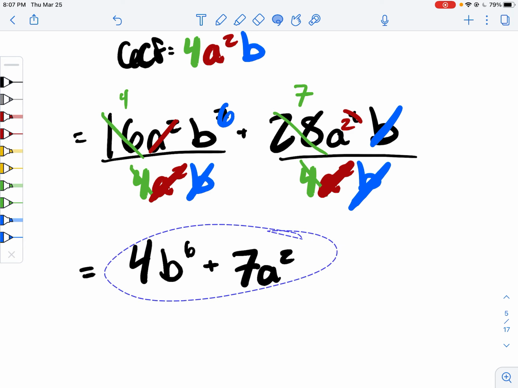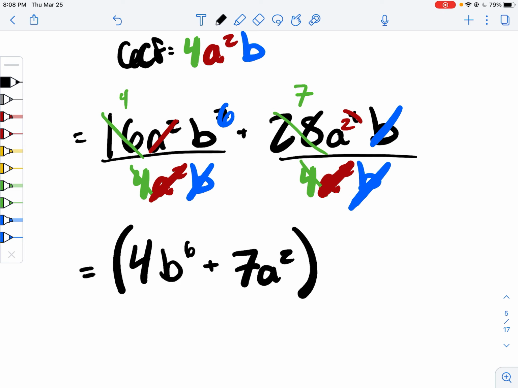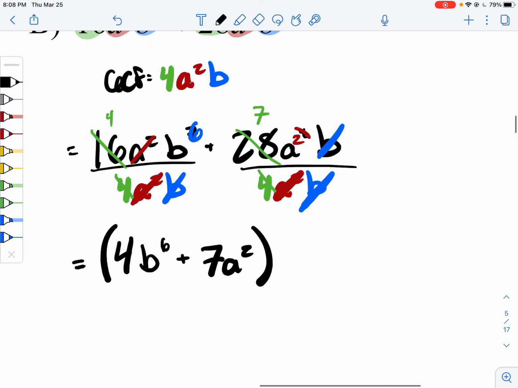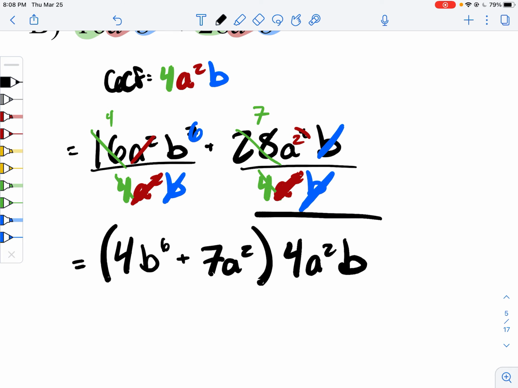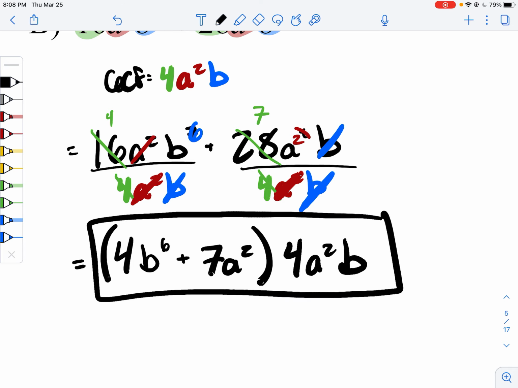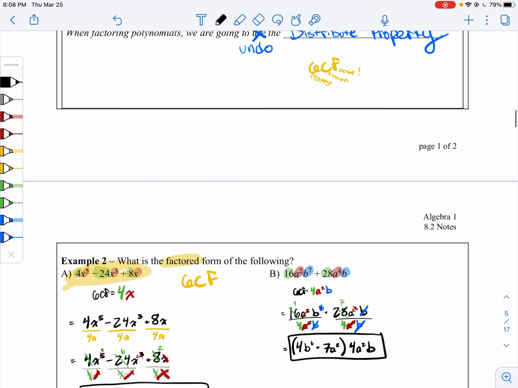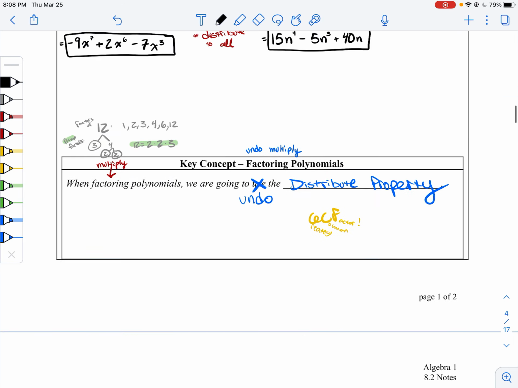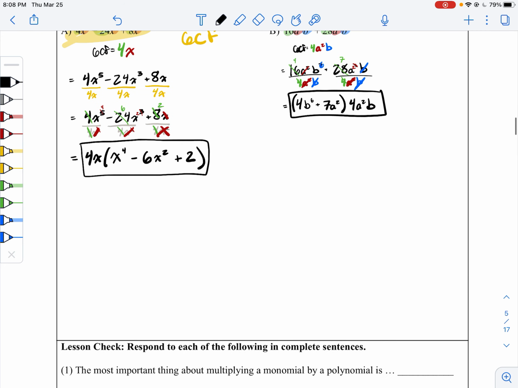But remember to also include what we factored out. It can go in front. I like to put it in front, but you don't have to. We factored out a 4a squared b. Ta-da! And that's it. To factor, find out what they have in common, and then just keep going until they don't have anything in common. So you're undoing the distributive property.